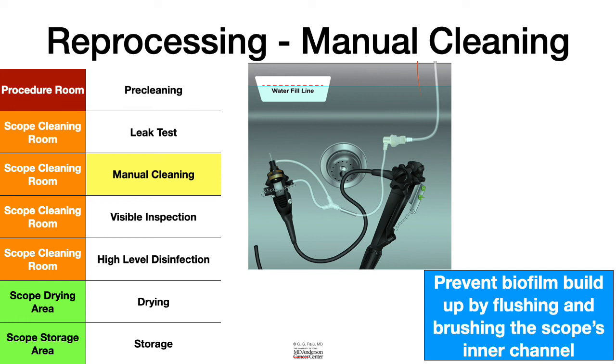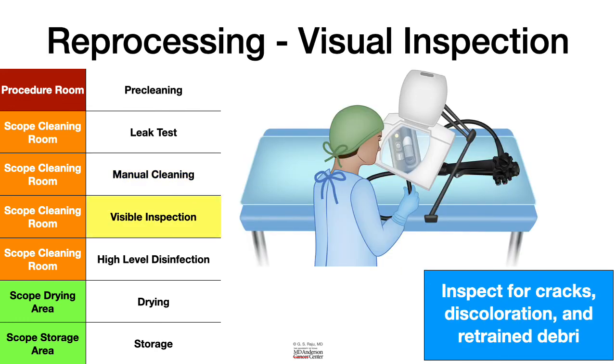people from getting infected. And after the manual cleaning, you inspect the scope under a magnifying glass with nice lighting for cracks, discoloration, and retained debris under the elevator in the case of an ERCP scope or an EUS scope. Once you feel that there are no cracks and no debris, you take it to the high-level disinfection. If you find that there is debris, you go back to the manual cleaning. So here the scope looks good.